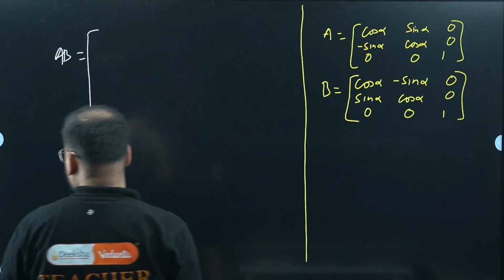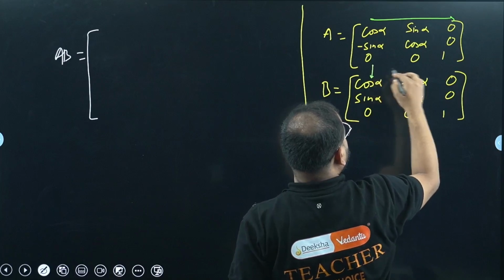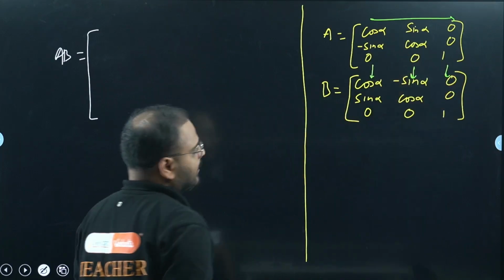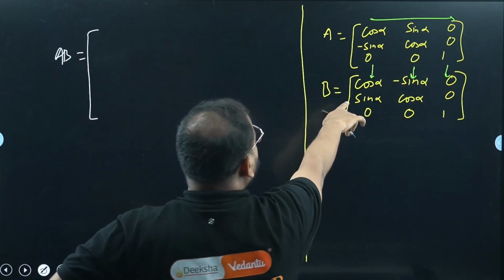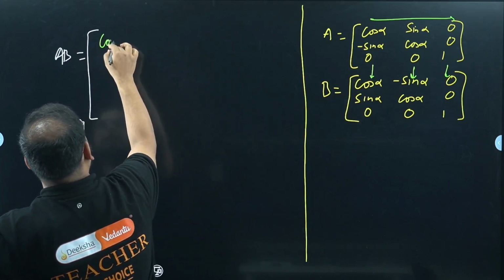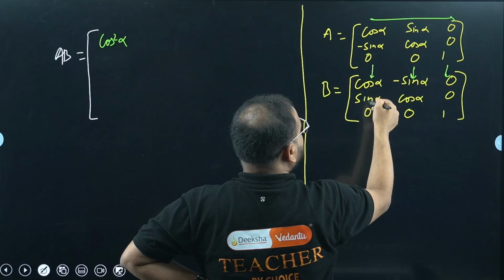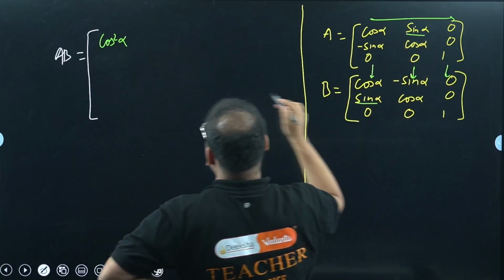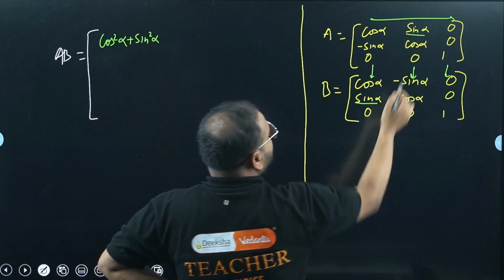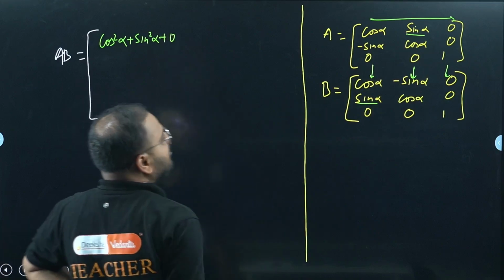First what we're gonna do? We'll take this row with all the 3 columns. Then second row with all the 3 columns. Then third row with all the 3 columns. Let's see. So cos alpha with cos alpha will be what? Cos square alpha. Next, this with this sin alpha, so plus sin square alpha. And then 0 with this 0, so plus 0. No problem. First element we have got.